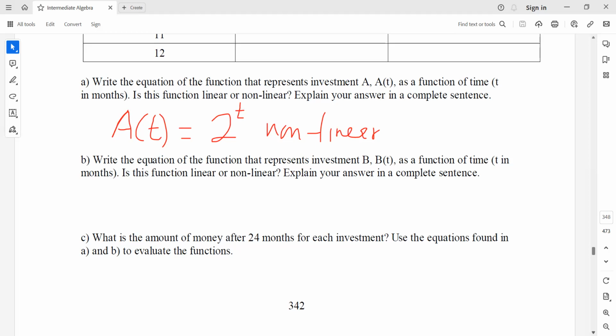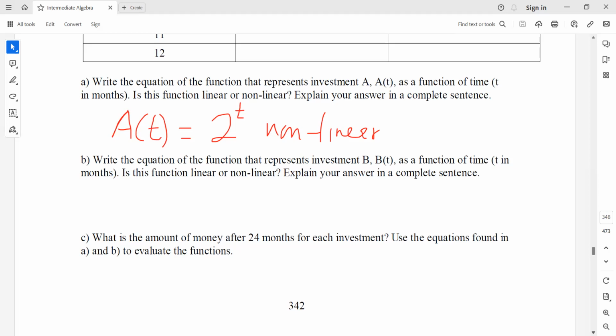Why is it non-linear? Because the output does not change by the same amount. Remember that for a linear function, the output changes by the same amount every time. But here, that is not what is happening. It keeps doubling instead, okay? So explain your reason. The output does not change by the same amount. That is, the average rate of change is not constant.